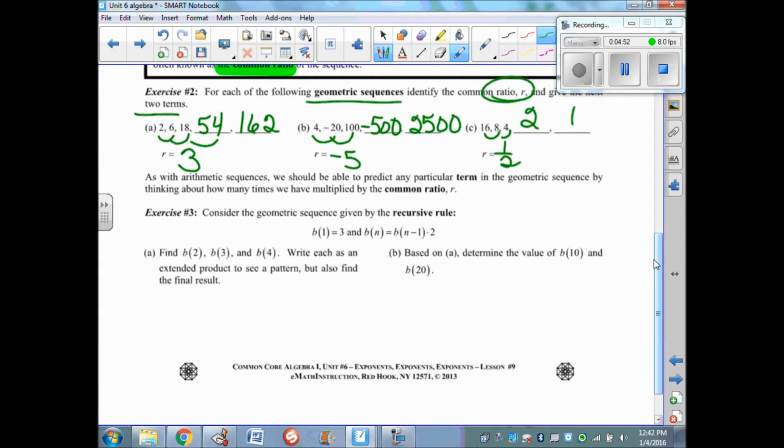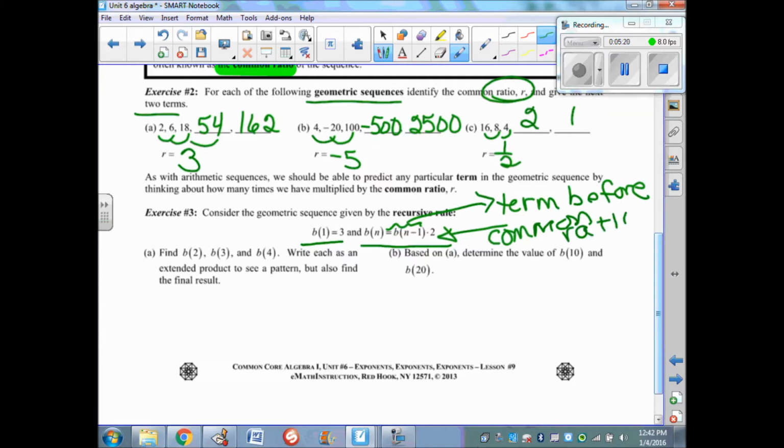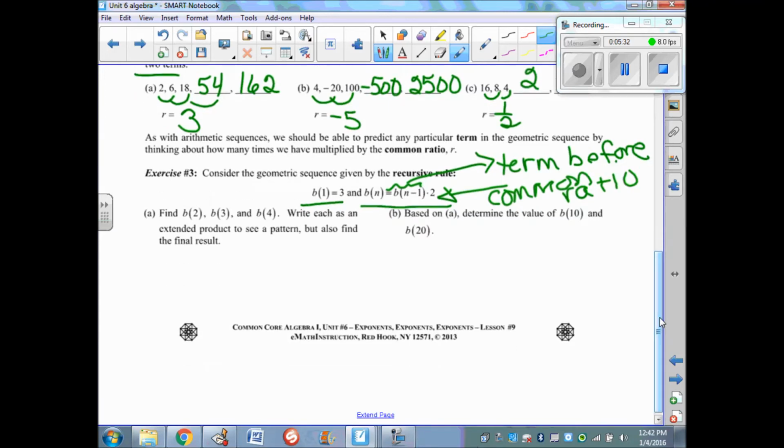Okay. So let's see about this. Consider the geometric sequence given by this recursive rule. My first term is 3, and my rule says take the term before. Remember, this is just function notation to represent the term before, and multiply the term before by 2. That 2 is my common ratio. It says find B2, B3, B4, and write each as an extended product so we can see a pattern start to evolve.